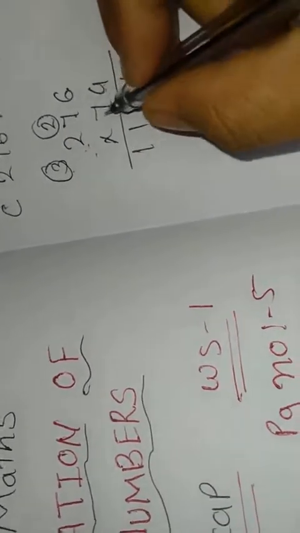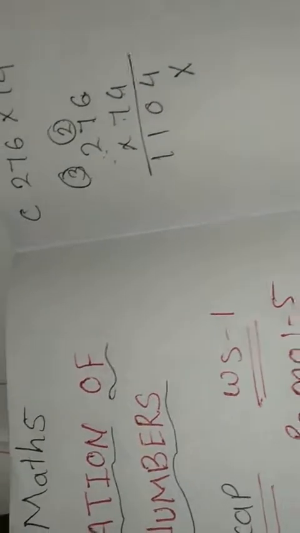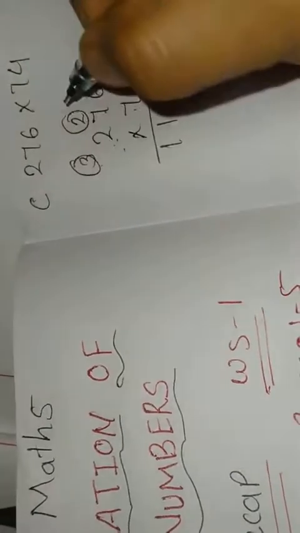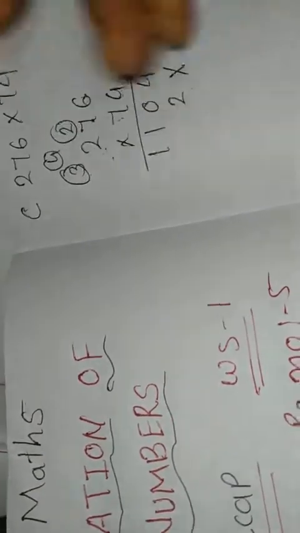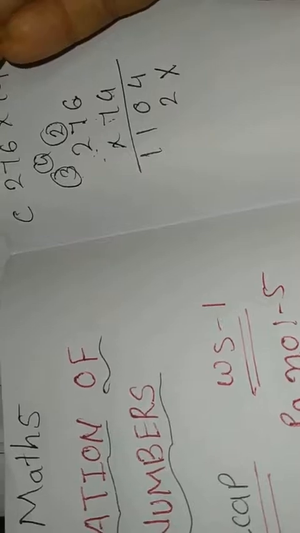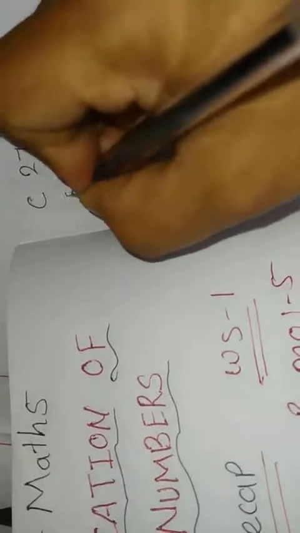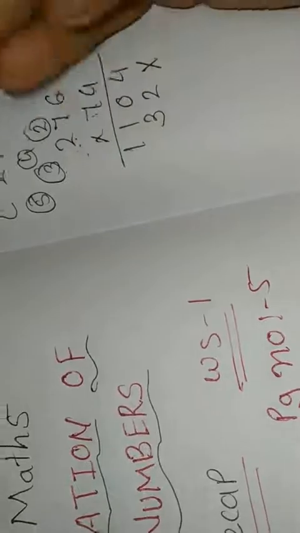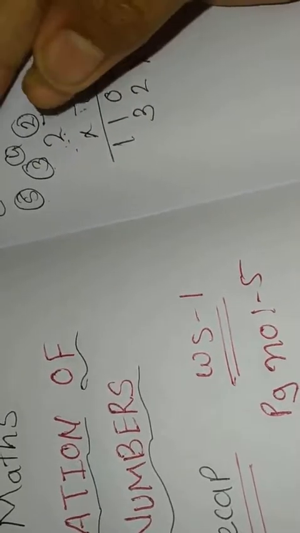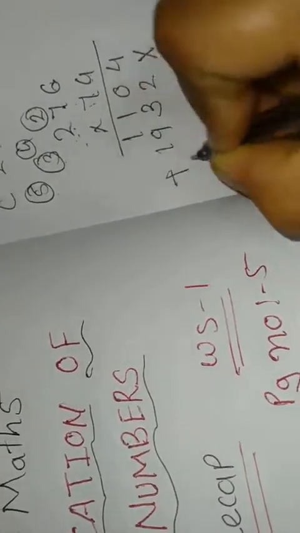Cross it out here. 7 6s are 42. Write here 2. 4 is a carryover. 7 7s are 49. 49 plus 4, 53. Write here 3. 5 is a carryover. 7 2s are 14. 14 plus 5, 19. Write here 19. Put here a plus sign.